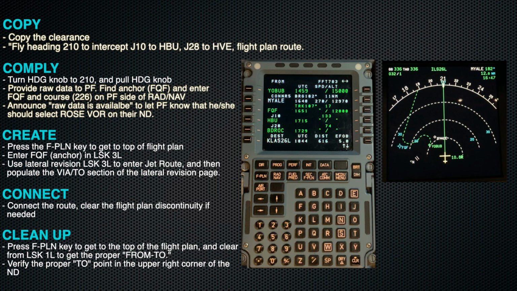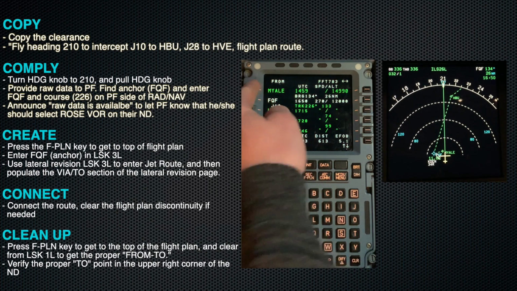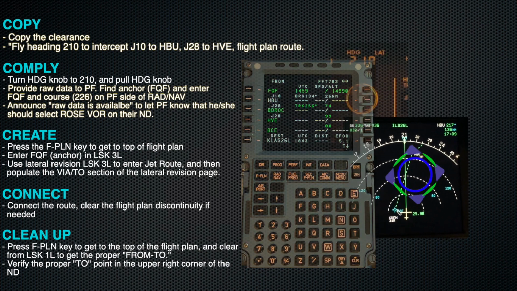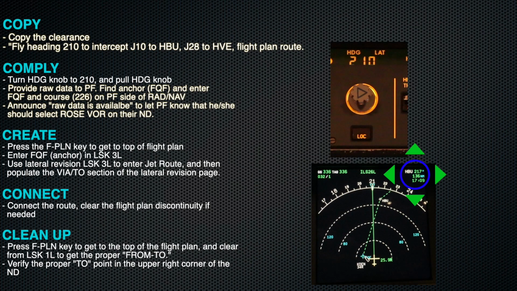All too often, crews will associate L1 and L2 as being the from-to waypoints, but this is only true when the top of the flight plan is at L1. Verify the proper to point in the upper right corner of the ND. The only definite way to determine the to waypoint is the top right corner of the ND. Even if L1 is the from waypoint, a pseudo waypoint may be in L2.